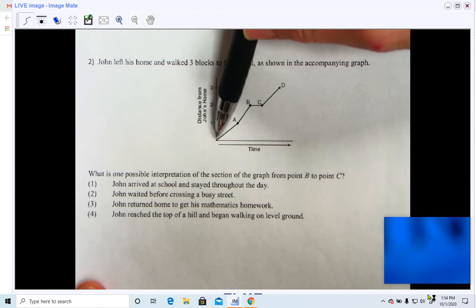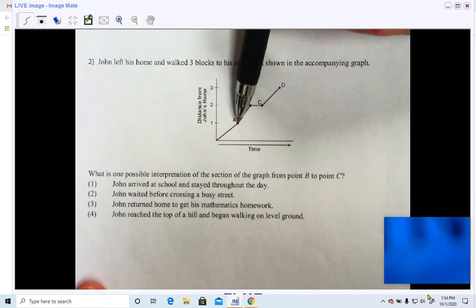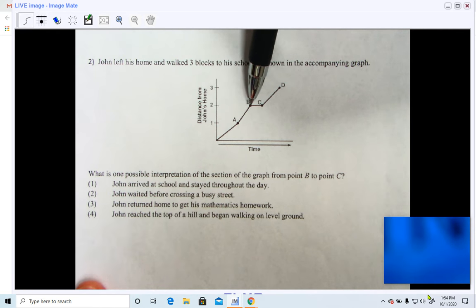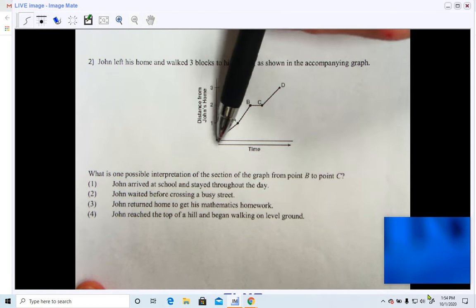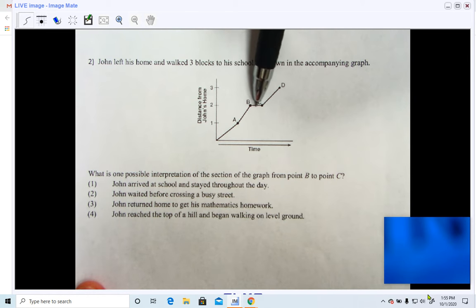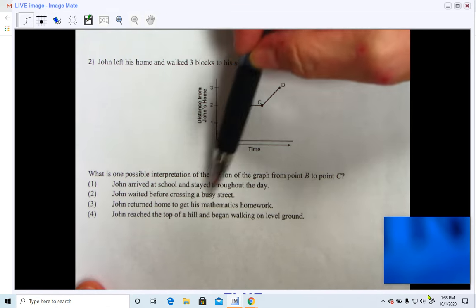Well, here John left home. He's walked 1 block. He's walked 2 blocks. And it says 3 blocks is the school, so we know D is the final destination, school. So as of now, something's happening here that he didn't quite make it all the way to school. So what could be happening here? As we said before, a straight line means that time is moving, but the person is not going any distance. So it has to be 2. He's waiting before a busy street to cross. So he walked, he got to a busy street, he waited to cross the street, and then he went on to school. So it has to be number 2.